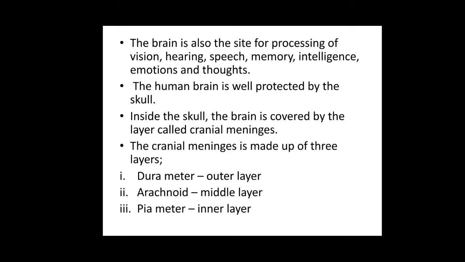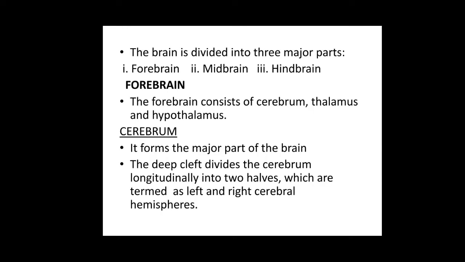The brain is well protected in the skull, but inside the skull, the brain is again covered by layers called the cranial meninges, made up of three different layers: outer, inner, and middle. The outer is called the dura mater, the inner is the pia mater, and the middle is the arachnoid. The brain is divided into three major parts: forebrain, midbrain, and hindbrain. The forebrain consists of the cerebrum, thalamus, and hypothalamus.